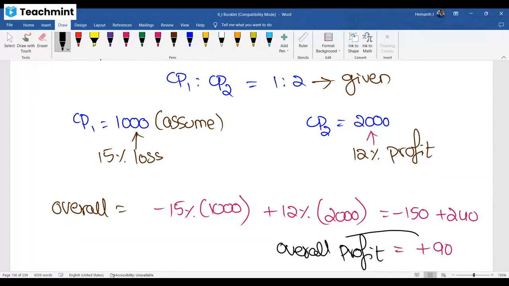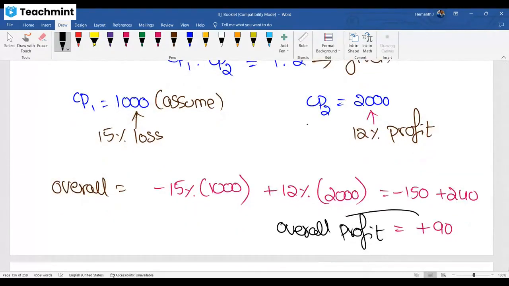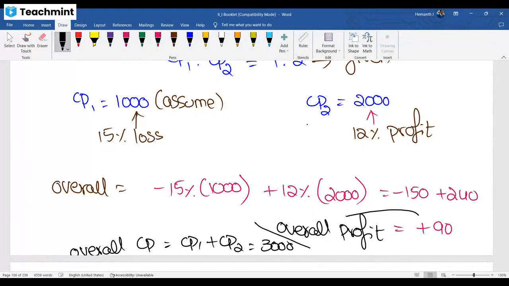How to calculate profit percentage? Profit by cost price. What is the cost price here? 3000. Superb. Don't say 1000 or 2000. You have to take the overall CP. Overall CP is CP1 plus CP2, which is 3000.